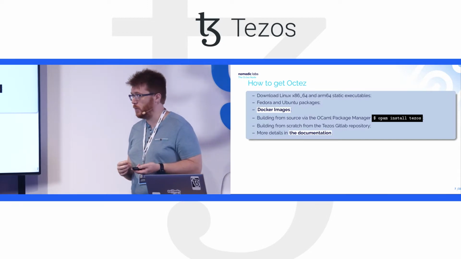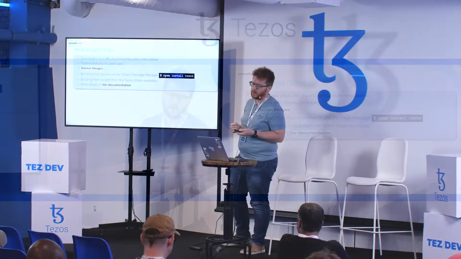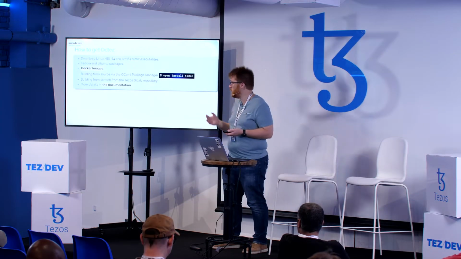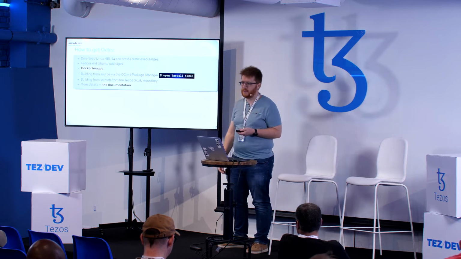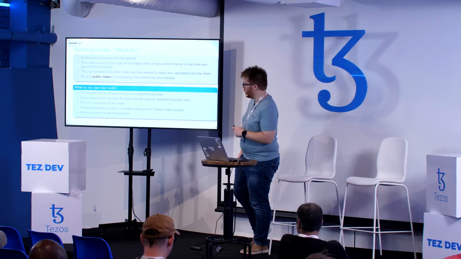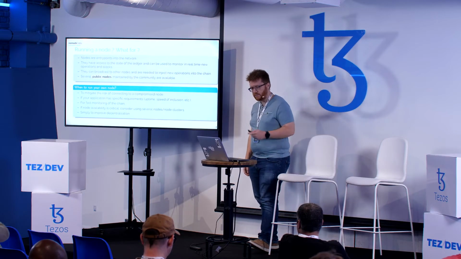So you can find Docker images. You can also build Octez from source. There are two ways. You can use the OCaml package manager and just run opam install tezos and let it do the building for you. Or you can build it from scratch from the Tezos GitLab repository, in particular if you want to have the latest development version of Octez. Look at the documentation, of course, if you want more details on all that.